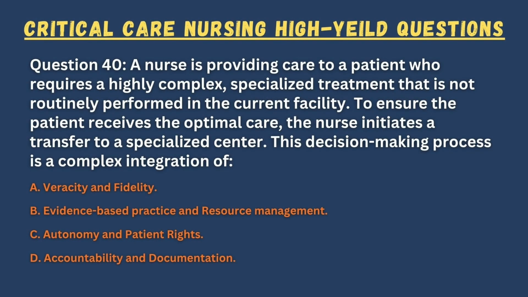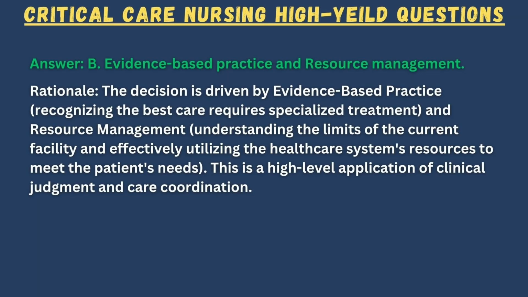Question 40. A nurse is providing care to a patient who requires a highly complex, specialized treatment that is not routinely performed in the current facility. To ensure the patient receives the optimal care, the nurse initiates a transfer to a specialized center. This decision-making process is a complex integration of A. Veracity and fidelity. B. Evidence-based practice and resource management. C. Autonomy and patient rights. D. Accountability and documentation. Answer: B.